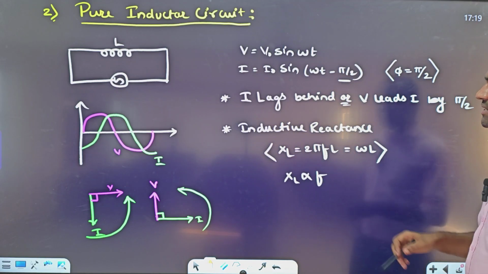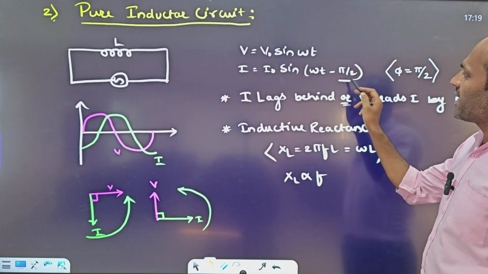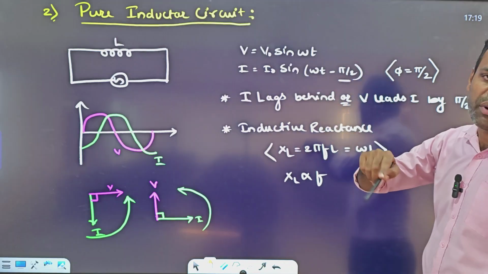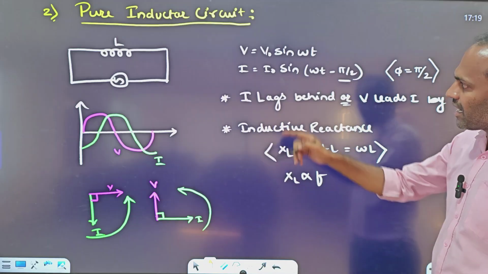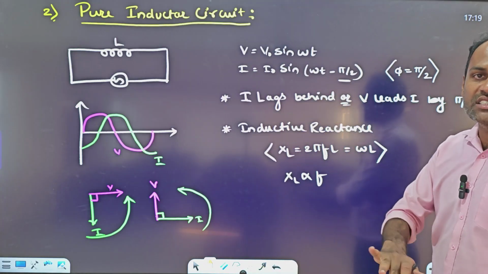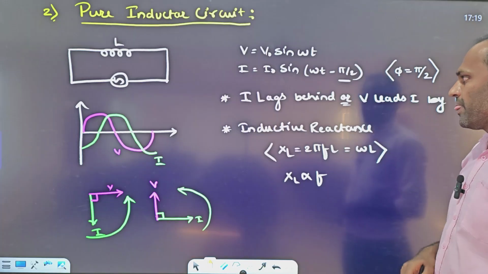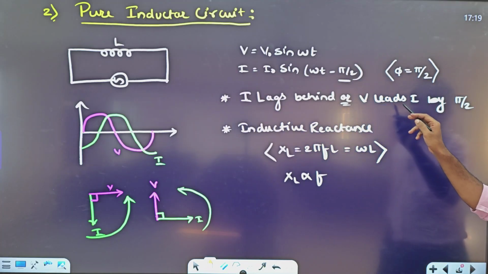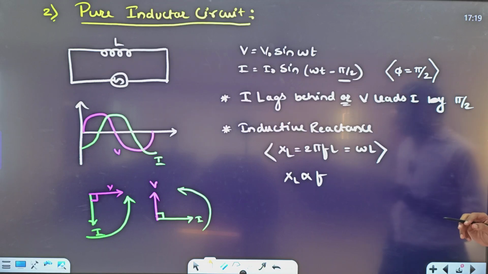Right? So here, as we can see, it is minus pi by 2. It indicates that current is lagging behind the voltage by 90 degrees. Current lags behind the voltage by 90 degrees, or you can say voltage leads current by 90 degrees, pi by 2, right? So here I have written I lags behind V, or V leads I by pi by 2, right?